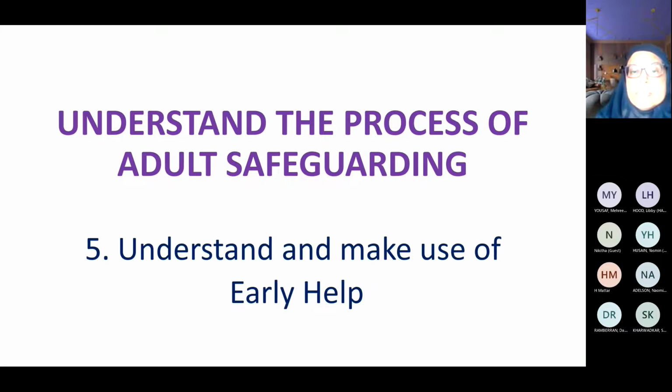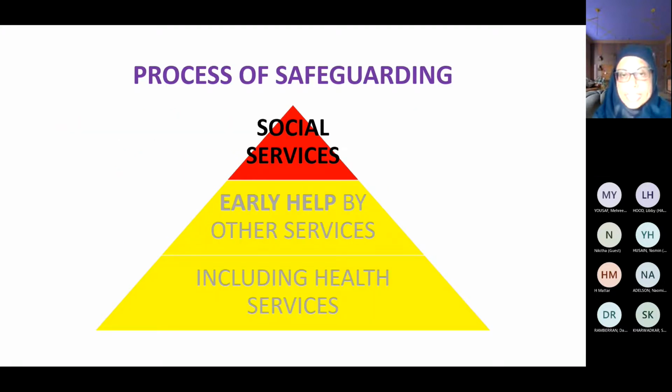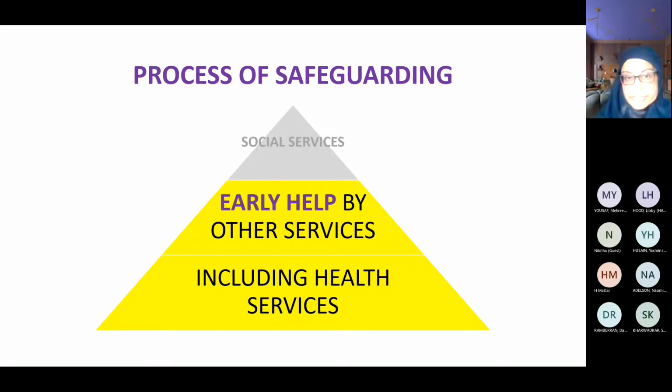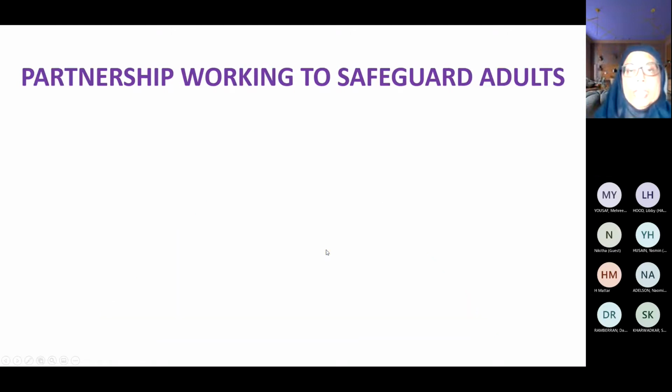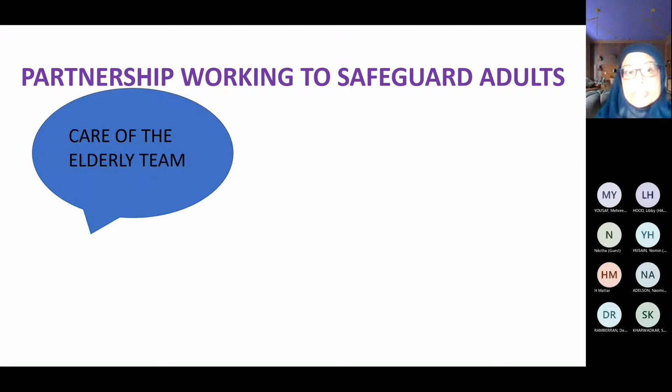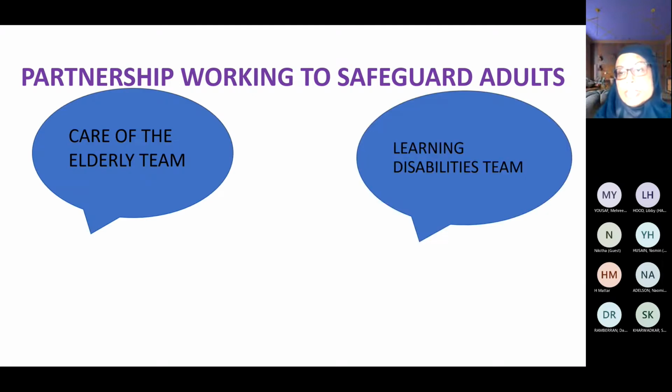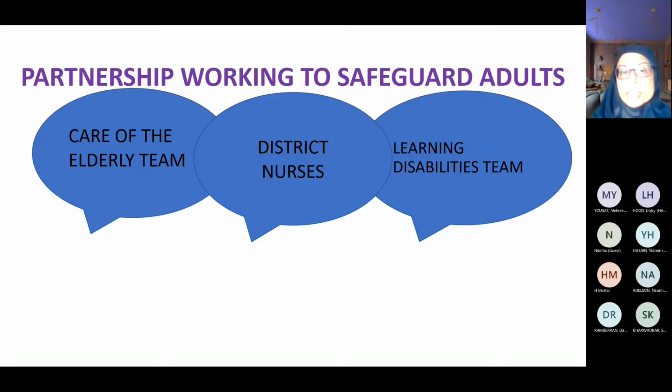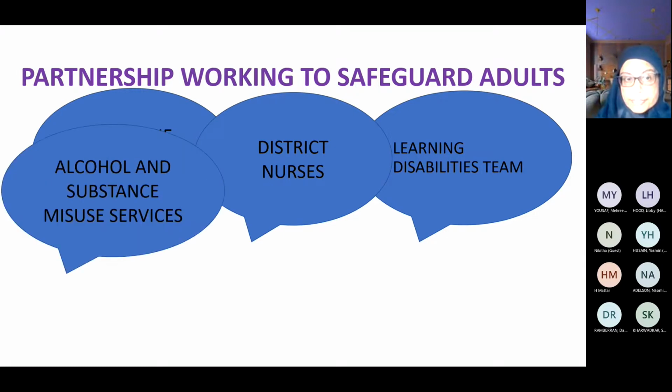And then finally, understand and make use of early help. So as I said, social services only deal with the tip of the iceberg. So the majority of safeguarding work actually takes place in the community with ourselves, with other NHS services and lots of non-NHS services. And we call it early help. So partnership working to safeguard adults. So our patients may be under the care of the elderly team. They may be under the learning disabilities team. The district nurses may be going in, for example, to address a leg ulcer.